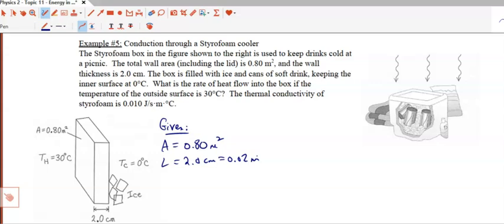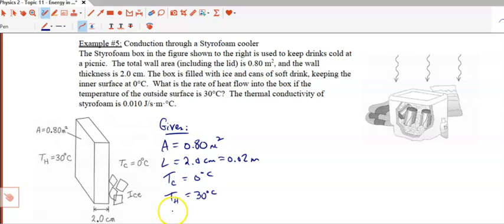The box is filled with soft drinks and ice and whatnot. So inside, we're going to assume the temperature in the colder area is 0 degrees Celsius. And then on the outside of it is a nice hot day, and it's 30 degrees Celsius.